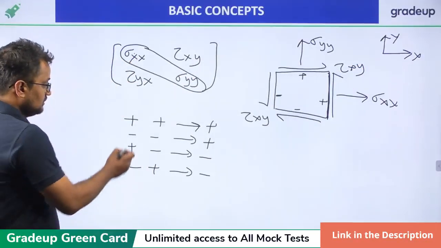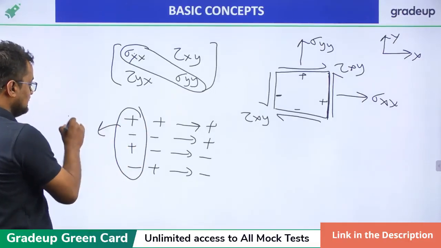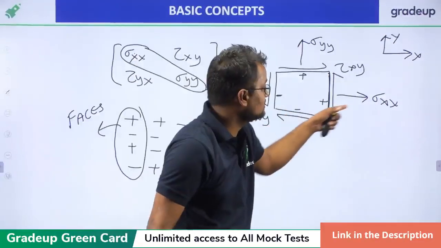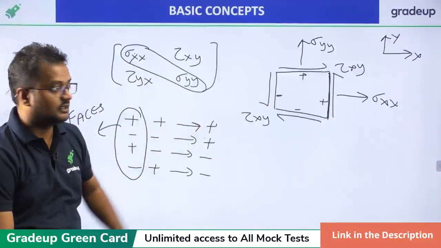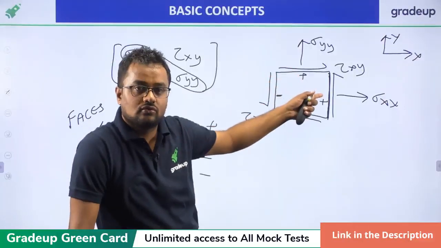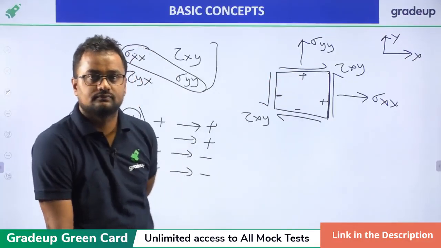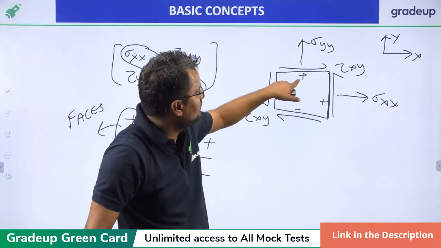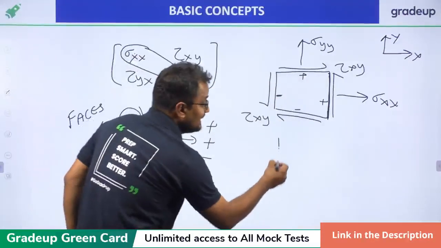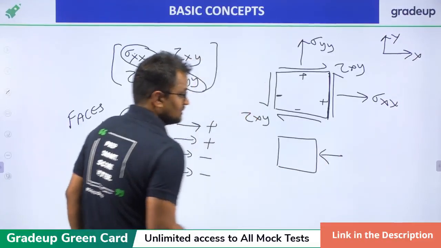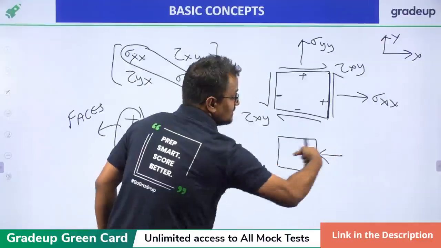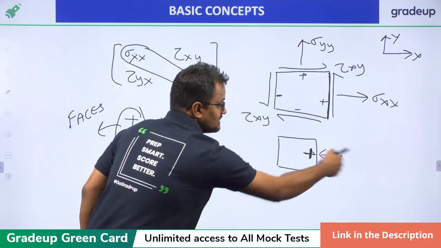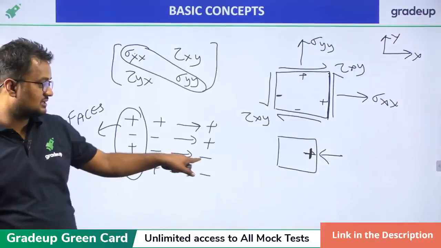So these are for faces, and this is direction. The direction of this stress is positive, so plus plus is plus. Here every stress is plus. I will draw another diagram to show the negative stresses also. See, this stress is in the positive direction and on a positive face, therefore it is also plus. Suppose a body is like this and the stress is like this. This is a positive face, and the direction is negative. This is positive x, therefore this is negative x. So positive face, negative direction, this is negative.